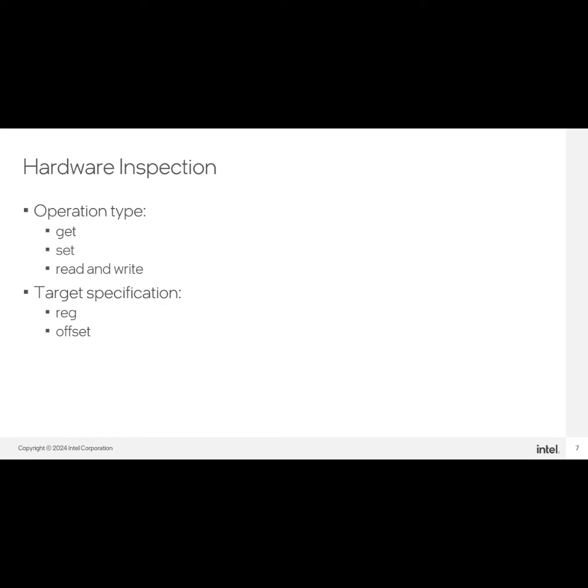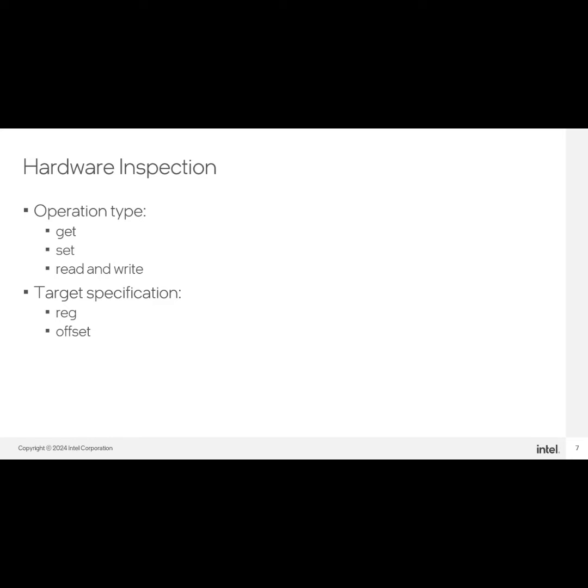To perform hardware inspection, there are several operation type examples that you can use. Get is for performing inquiry reads. This should not have side effects on the state of the register. Set is used for inquiry writes, to change the register contents but does not trigger side effects. Read and write are for doing normal memory operations that have side effects.